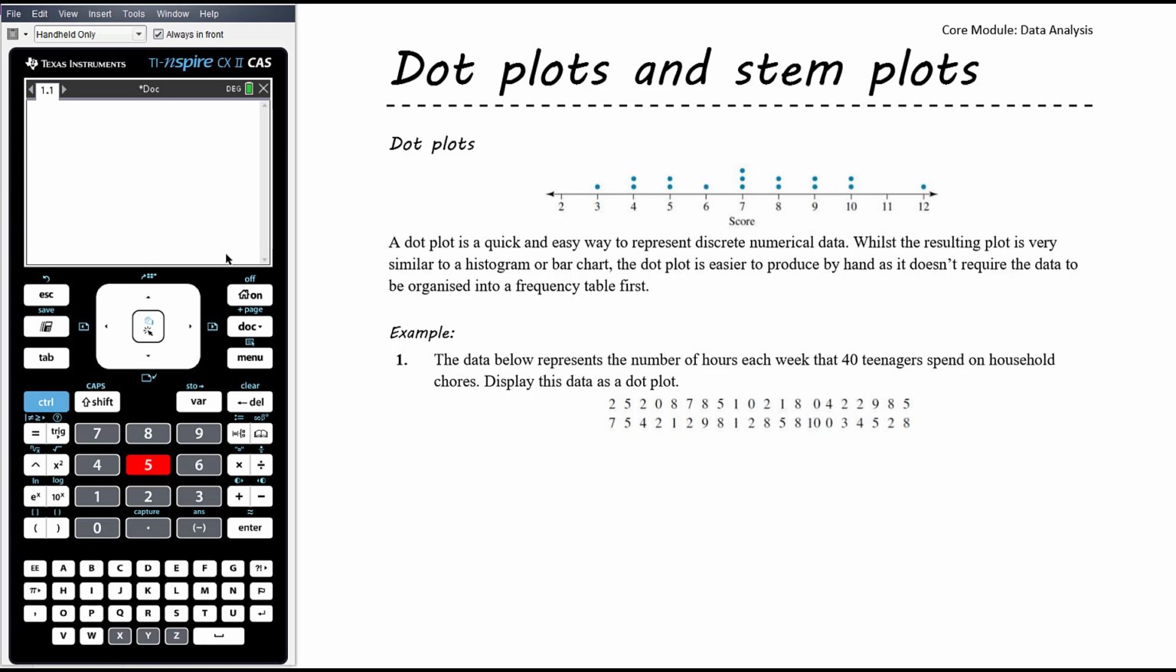So this is showing us that, there's scores along the bottom, and 3 people or teams or whatever scored 7, 2 teams scored 10, the highest score achieved was 12, the lowest score achieved was 3, etc.